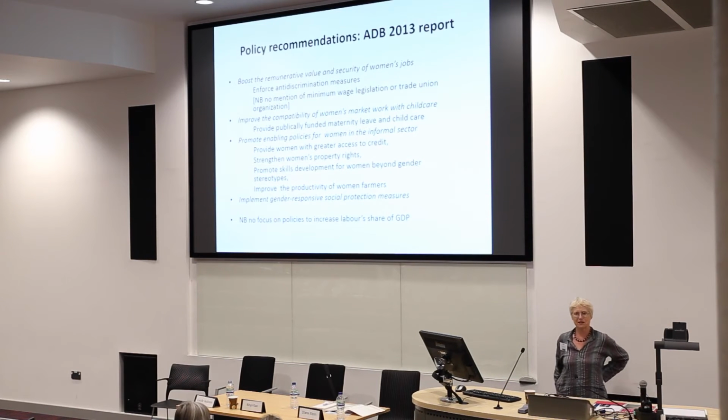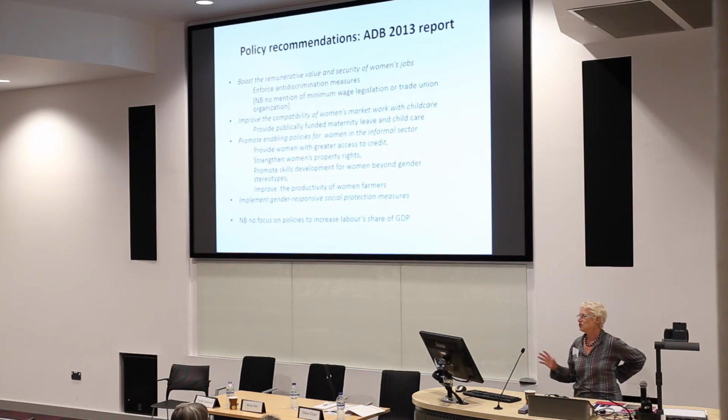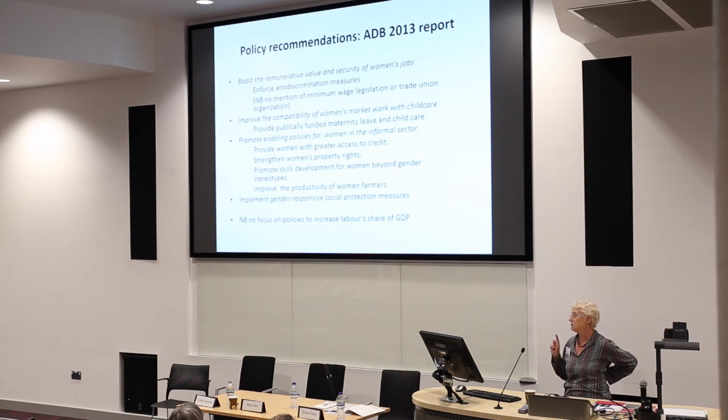What kind of policy recommendations does the ADB report come up with? It's a list that I wouldn't disagree with, but I was looking for what's missing. So boost the remunerative value and security of women's jobs. Enforce anti-discrimination measures, yes, but there's no mention in that report of minimum wage legislation or trade union organisation. And there is evidence, I think, from some Latin American countries of the positive impact of introducing or raising minimum wages on women's incomes, but you don't find that in the ADB report.